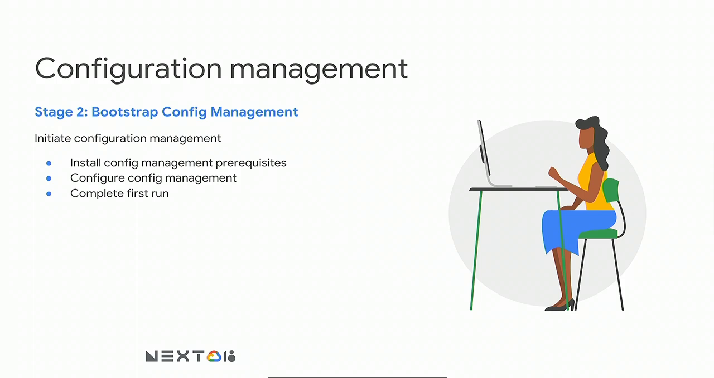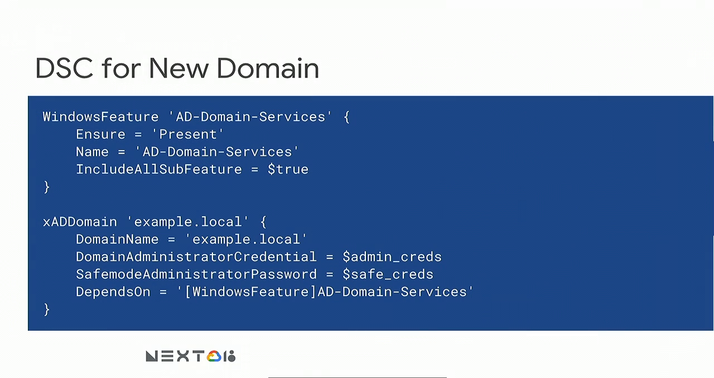After the sysprep specialized stage completes and the instance reboots, our second stage script is triggered. Now, this script will install configuration management prerequisites, initialize the configuration management system, and then shepherd it through its first run of config management to make sure that it completes successfully. For our domain controllers, we use PowerShell desired state configuration as our configuration management system. So here I've given you an example of the DSC configuration required to create a brand new domain controller on a Windows Server core machine.